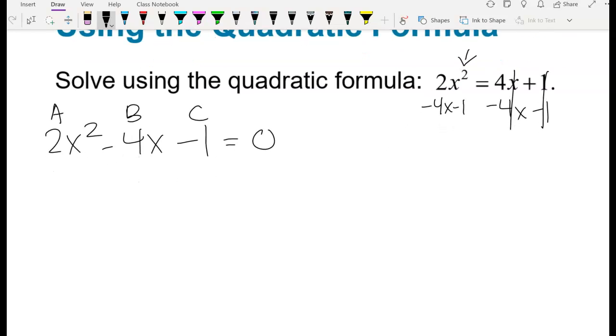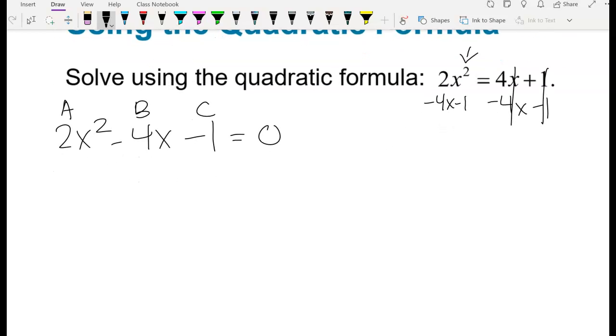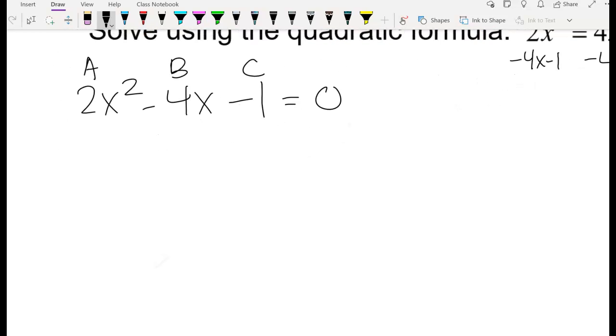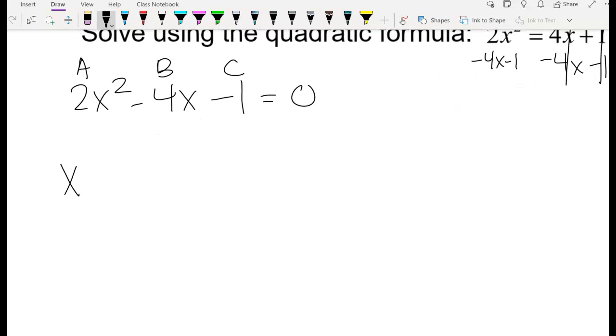This one definitely won't, because it's a 2 times -1 and we want it to equal 4. And there's no factors of 2 that will ever add up to be 4. It could be 2, 1, or 3, but it won't ever be 4. All right, so let's set that up.